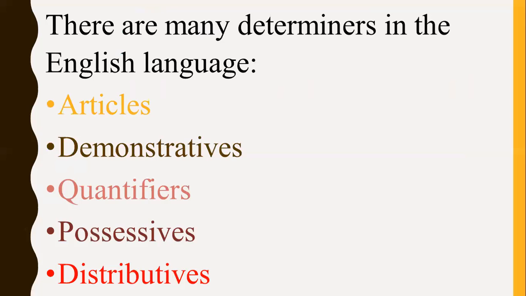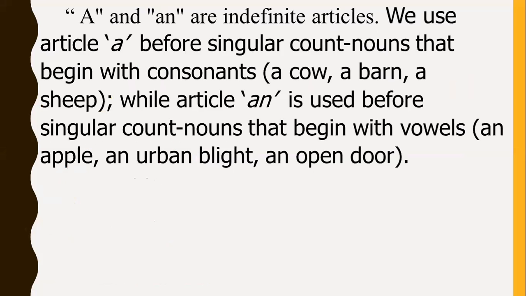And let us look at the determiners we have in the English language. There are many determiners in English, but for this class, we are going to be treating 5 of them. The ones we are going to be treating are articles, demonstratives, quantifiers, possessives, and distributives. So, articles. Articles a and an are indefinite articles.